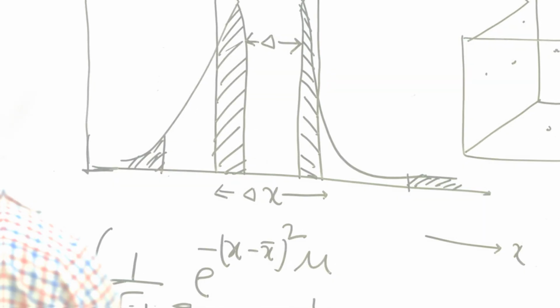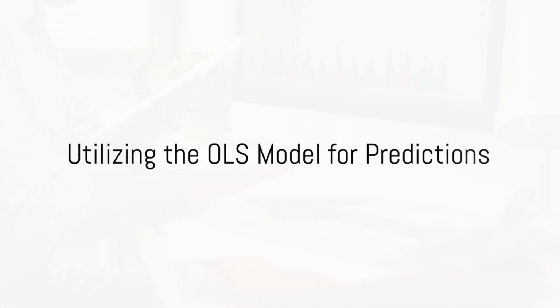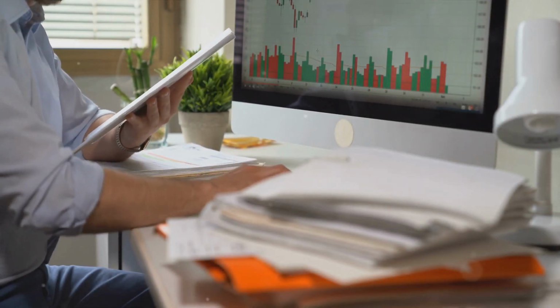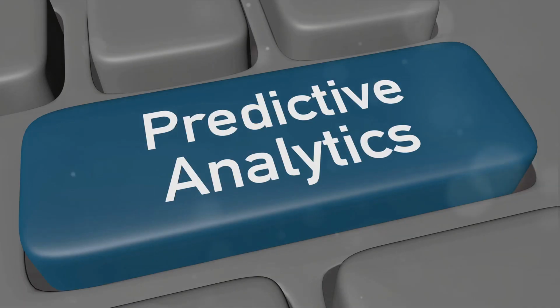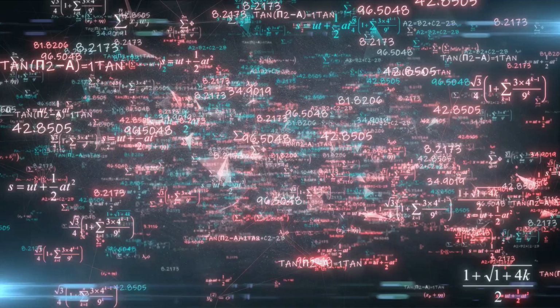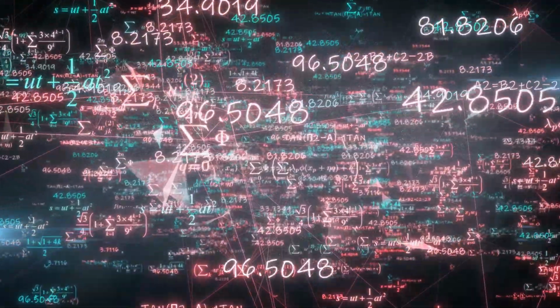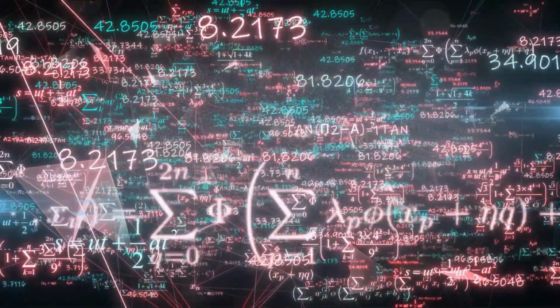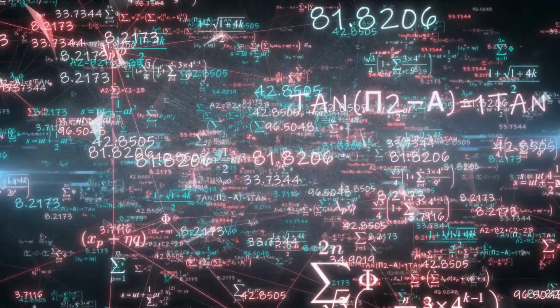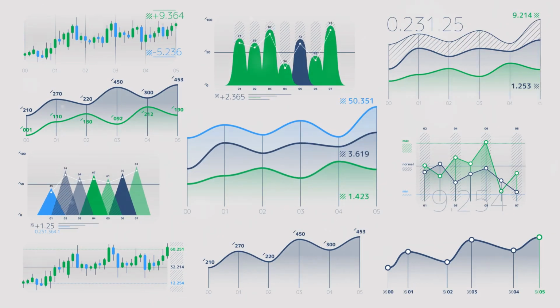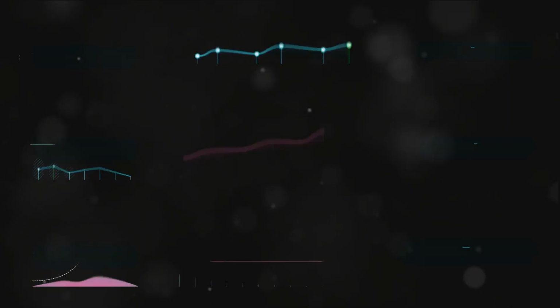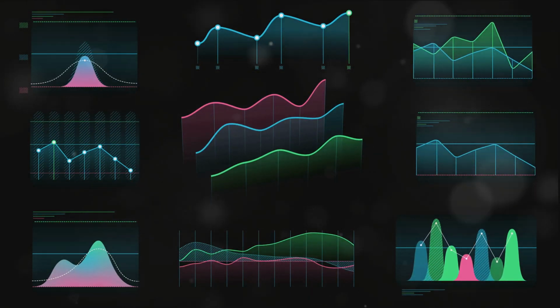Once you've found the parameters that minimize the sum of squared residuals, you've got your OLS model. You can now use this model to make predictions. In conclusion, the OLS stats model is a powerful tool for making predictions from your data. It involves defining a regression equation, calculating residuals, and finding the parameters that minimize the sum of squared residuals. This method provides the best fit line for a given dataset, allowing for more accurate and reliable predictions.